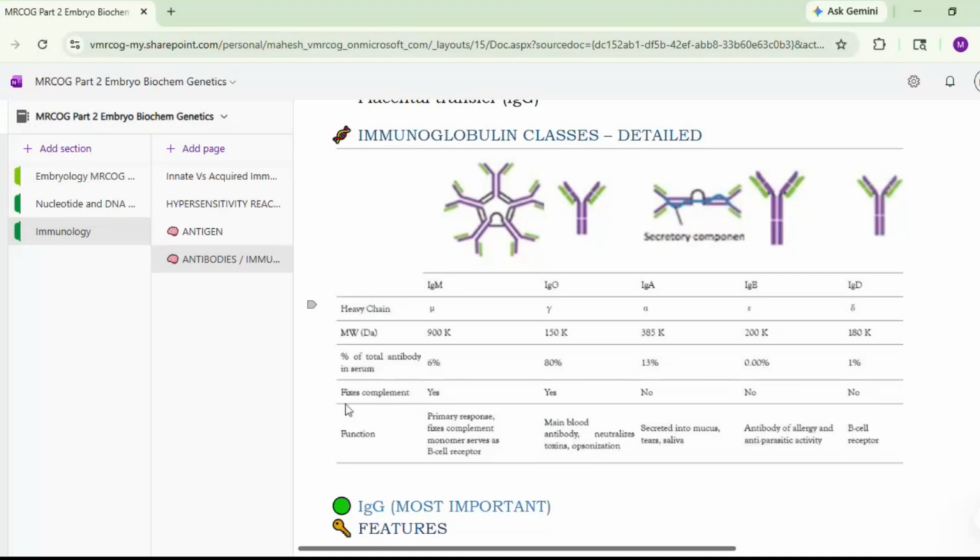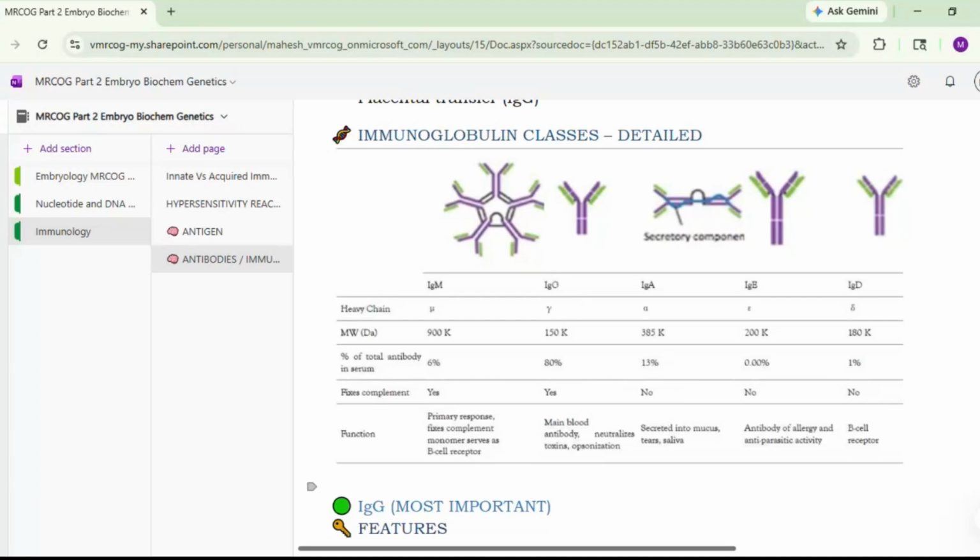Then, which antibodies fix the complement? Both the primary response antibodies and the secondary response antibodies will fix the complement, but the rest 3 will not. So complement fixation is seen with the IgM and IgG types of antibodies.